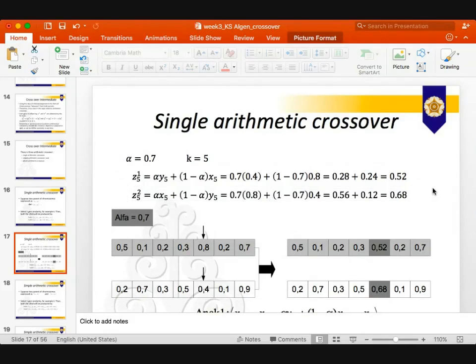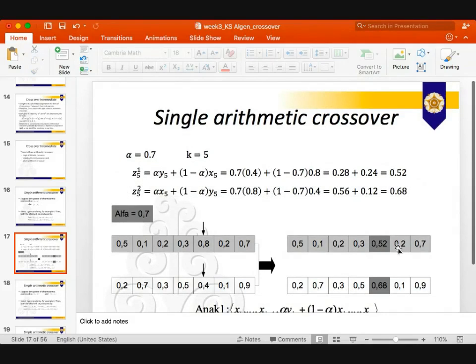This is the result. You can see the rest comes from the parents: this is from parent 1, and this is from parent 2, the second parent. Okay, that's single arithmetic crossover.